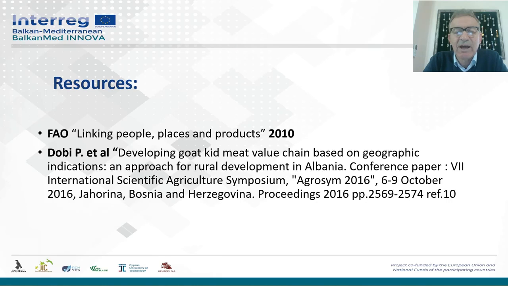So this is shortly how we build a GI, starting from identifying the product and the specific characteristics of this product, then we go through defining the boundaries of the territory and finding how this territory links with the product. Then we build the organization that will manage GI, and then we prepare the code of practice, and at the end the control plan in order to control the application of GI according to the code of practice.